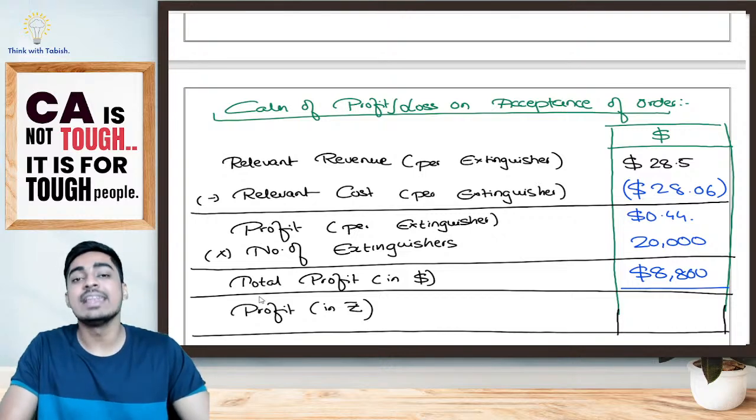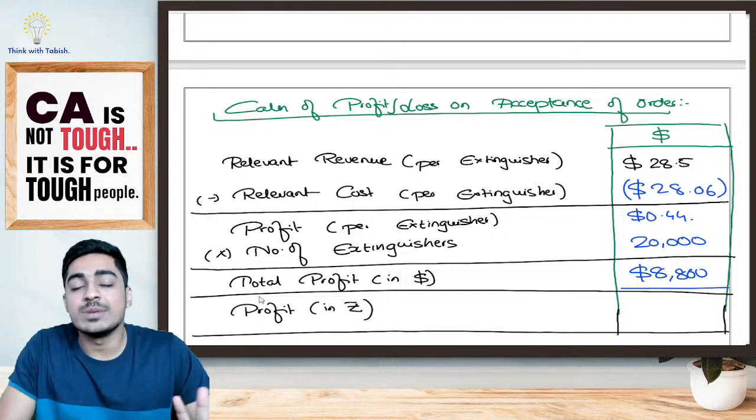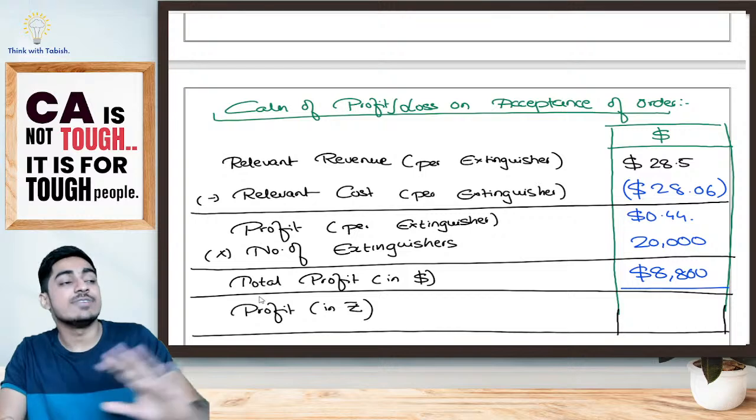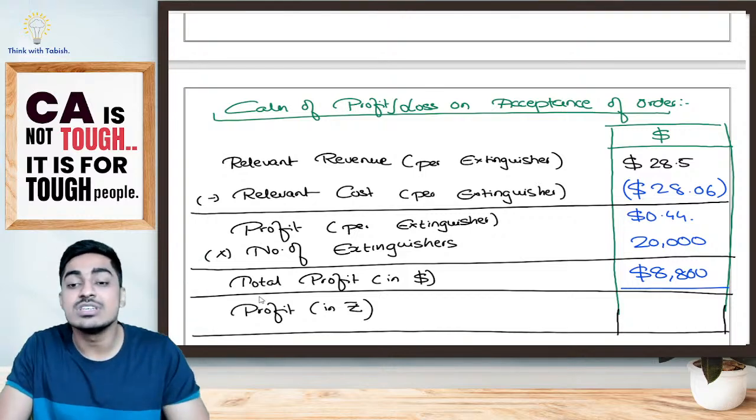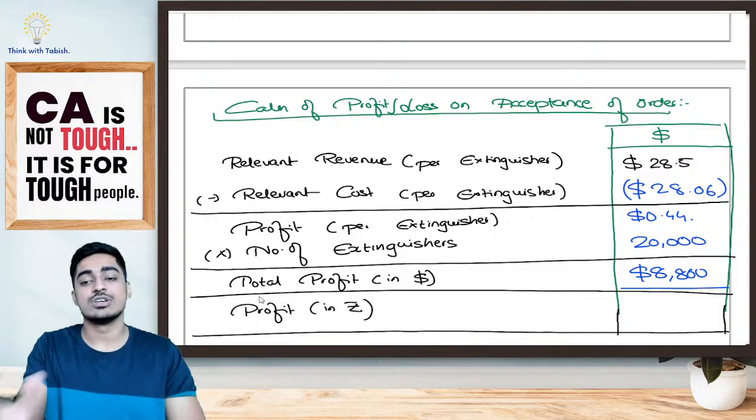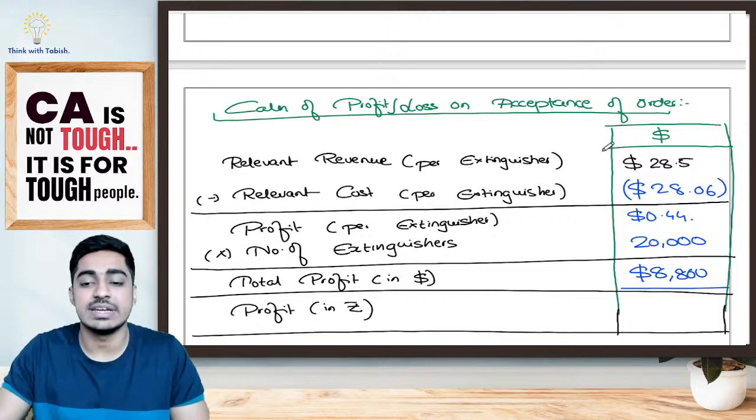Yes or no? So we'll tell, even though the customer is telling 28.5, let us accept because we are entering a new market. The relevant cost is only $28.06. So on every extinguisher, we are earning $0.44. So totally we'll be earning $8,800.